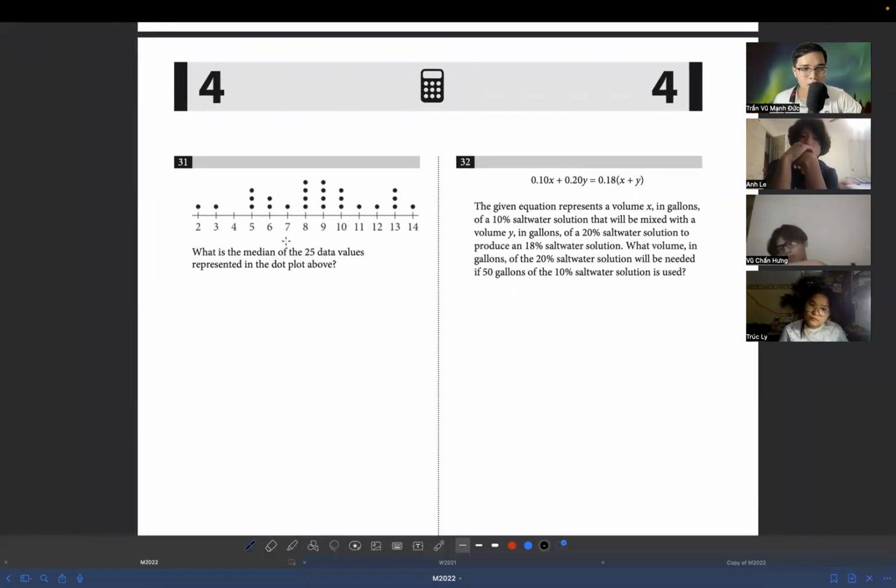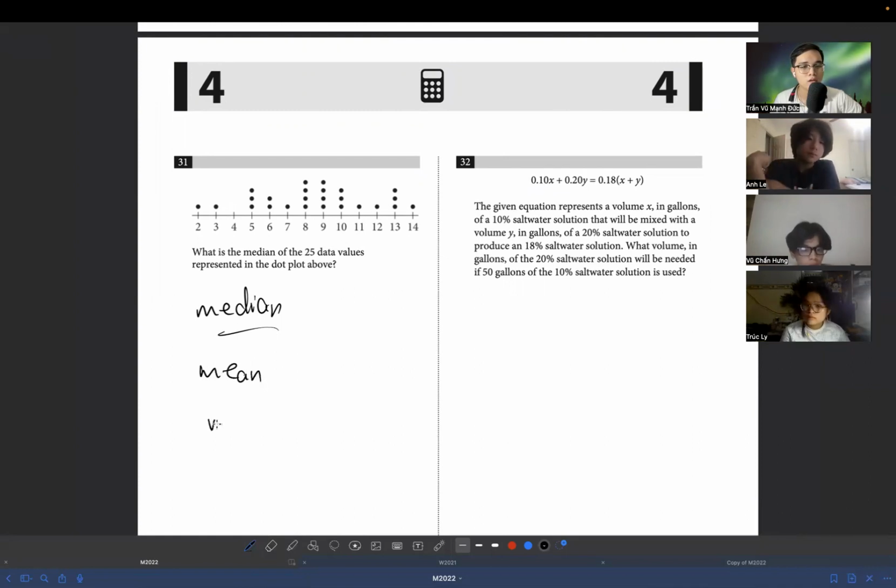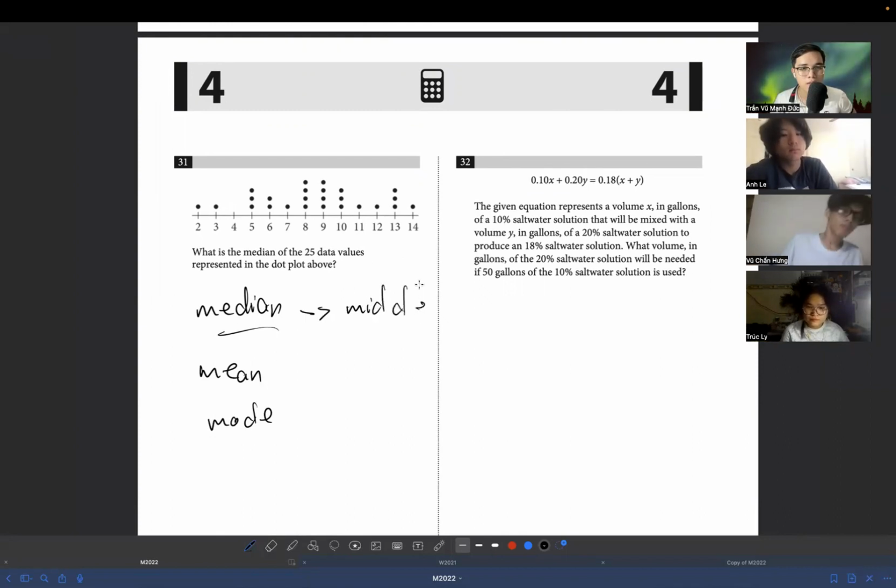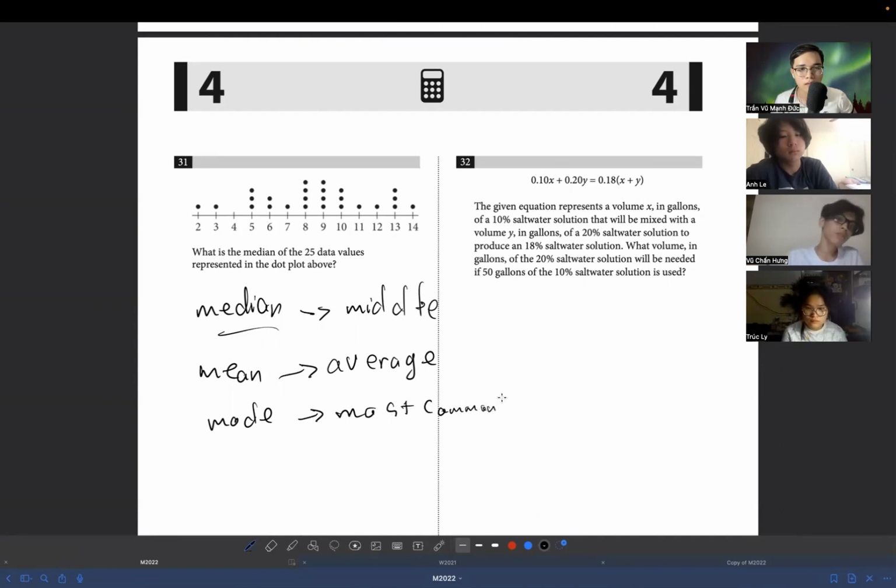What is the median? I'm just going to make a brief introduction to what the median, the mean, and the mode are. Median is basically the middle. Mean is the average. And mode is the most common value in data analysis.